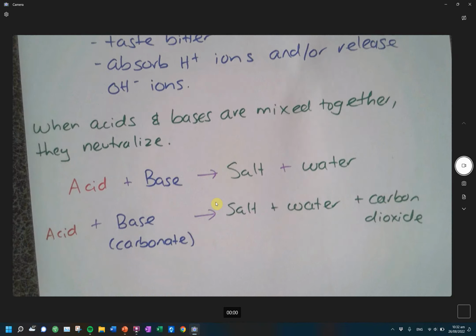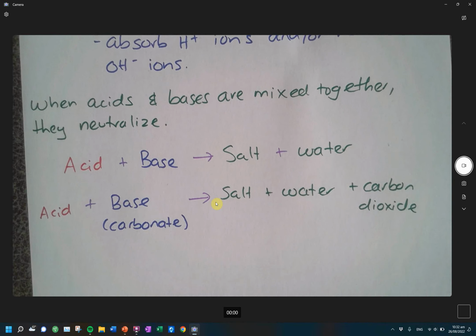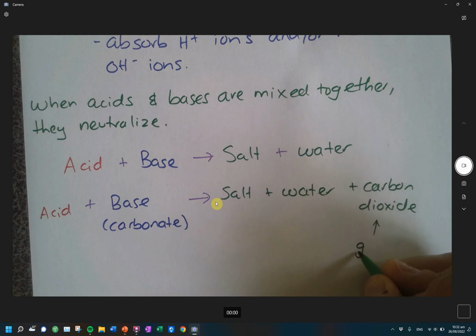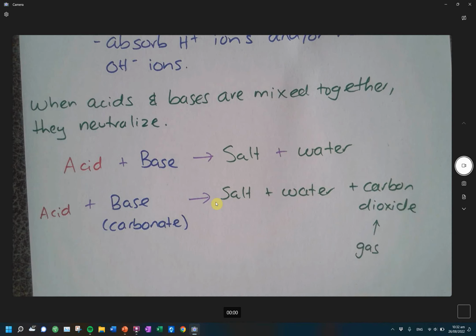Now, if we're thinking back to our muffin experiment, and you know how the muffins rose? It rose because of those carbon dioxide bubbles. That's the gas, and that caused the muffins to rise.